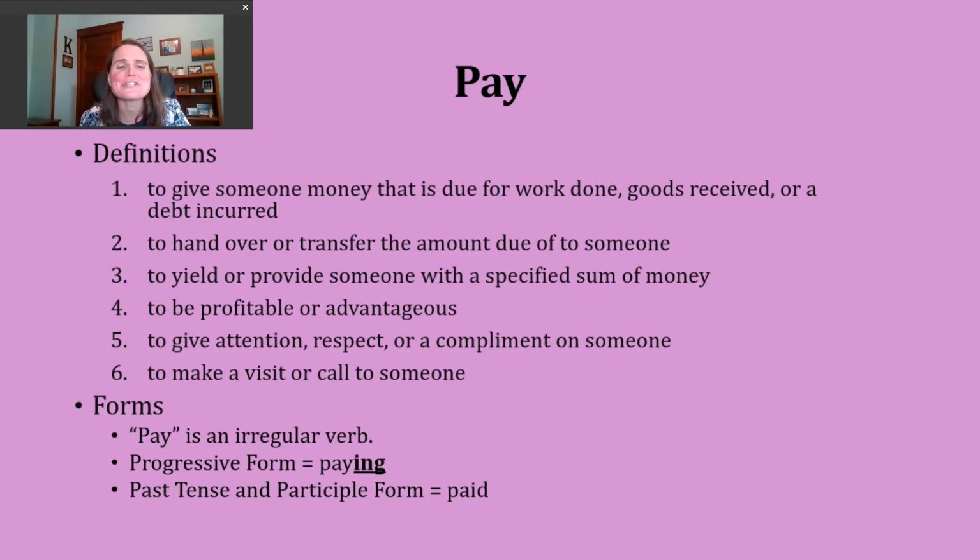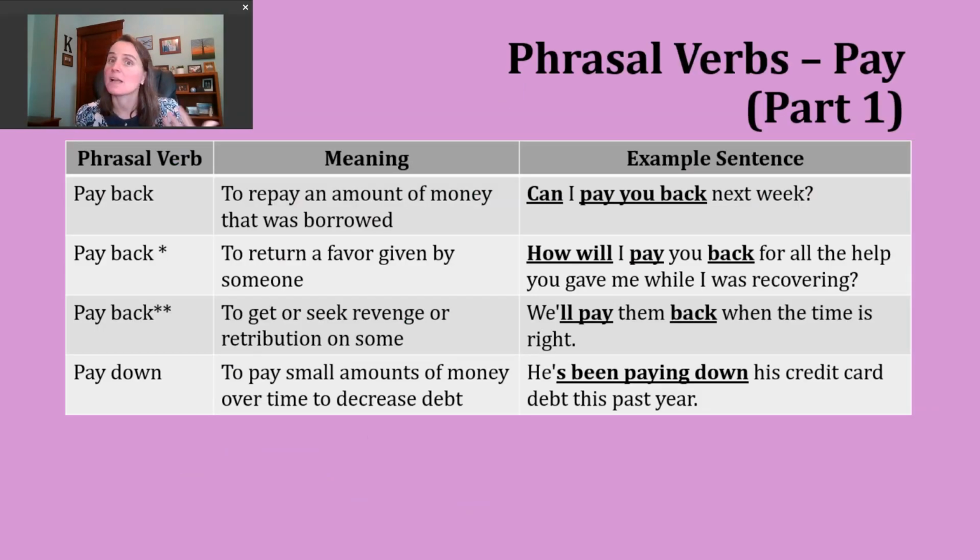For now, you should know that pay is an irregular verb. If you want to make the progressive form of this verb, all you need to do is add ing, and that forms paying. The past tense and the participle form of this verb require the spelling change. So our spelling here is going to change to P-A-I-D, and we're going to pronounce it with a long A sound. Paid, paid. Okay.